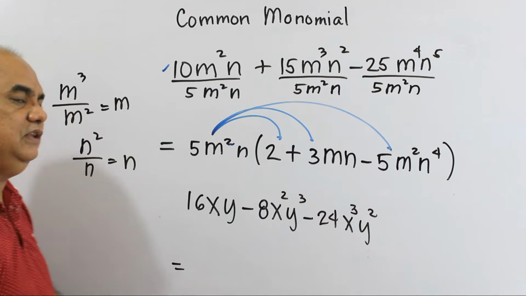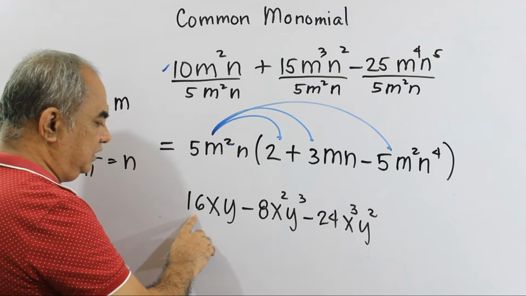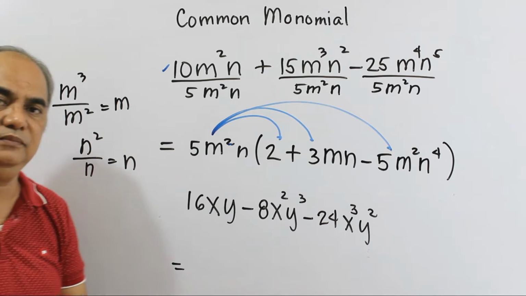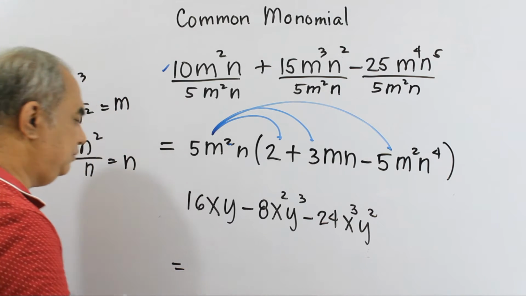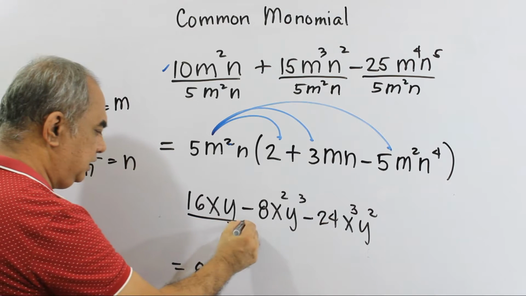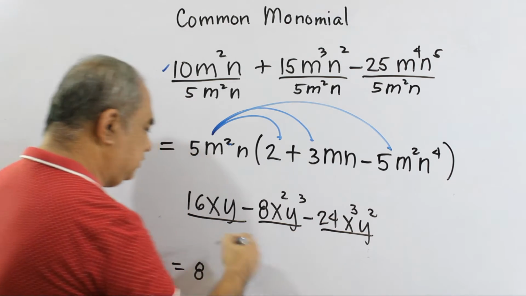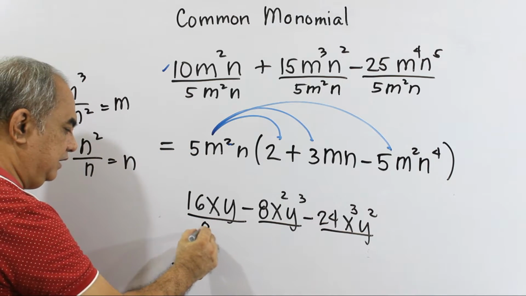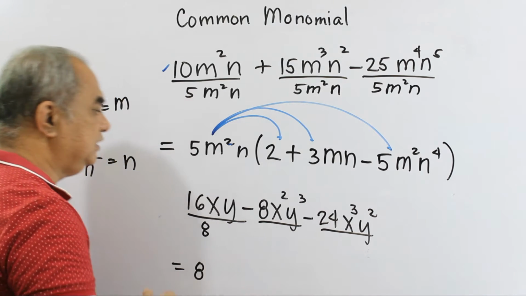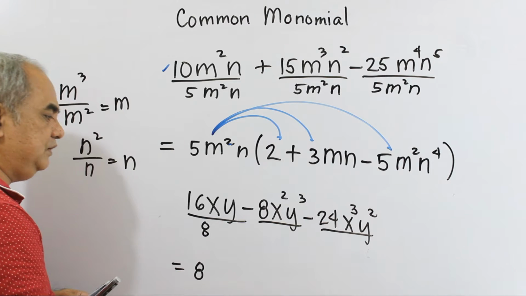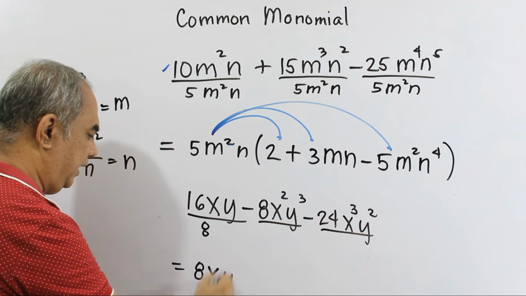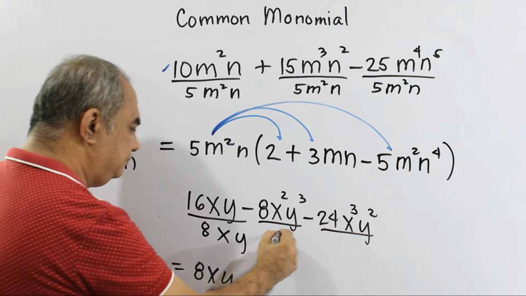So what do you think is the number that can be divided for the three constants 16, negative 8, and negative 24? Okay, that's correct. The number is 8. So we put the denominator for the three terms 8. And now we're finished with the constants. Let's go to the variables. Obviously, all of them contain x and y. We put here x and y for all of them.